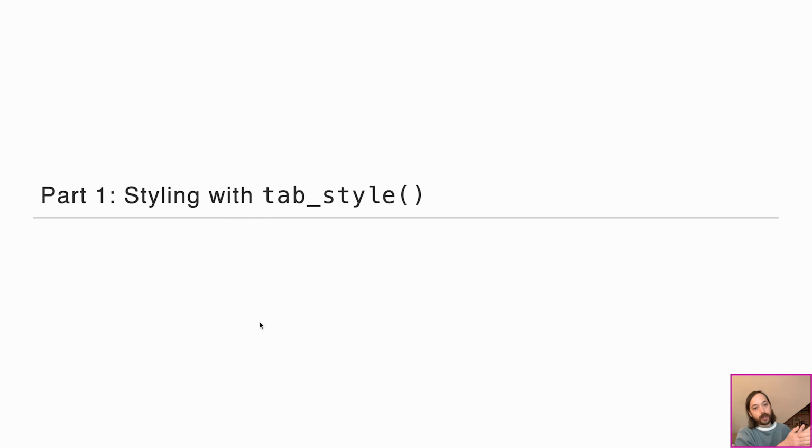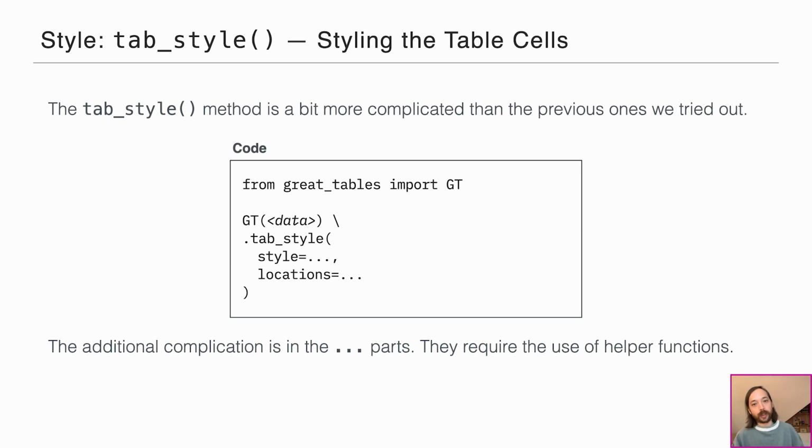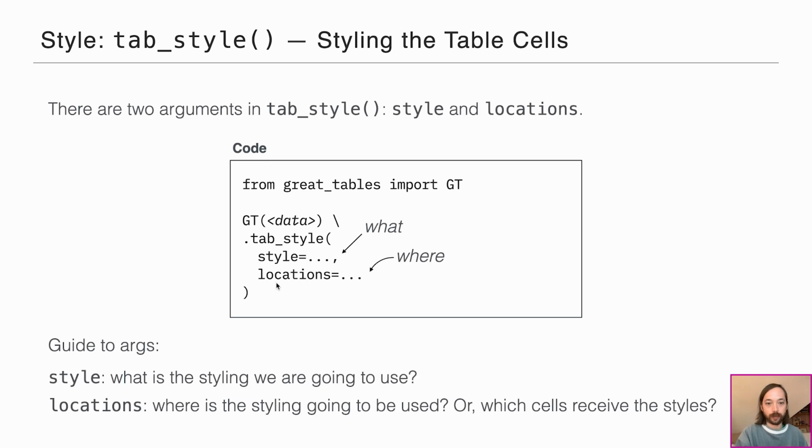So with structure and formatting out of the way, we're going to go through styling the table with a method called tab style. Tab style is a little bit more complicated than the other things we looked at, but it's not too much more difficult. It just involves a couple pieces for customizing what we want to style and how. The key is tab style takes 2 arguments, style and locations, and we use helper functions from Great Tables to specify these 2 pieces. Style is like the what and locations is like the where.